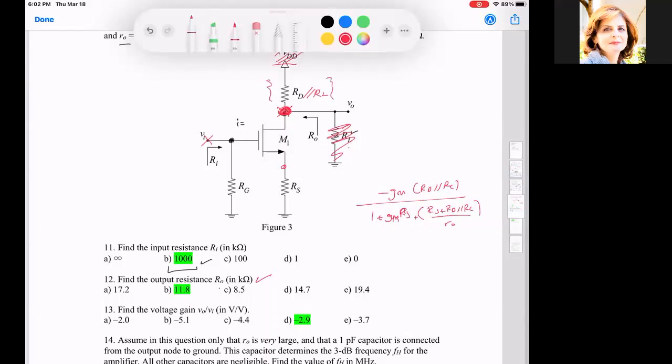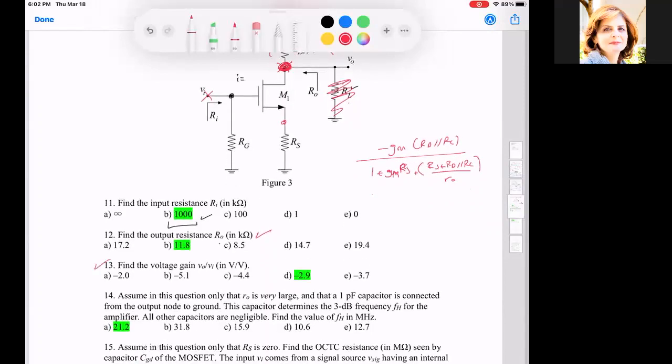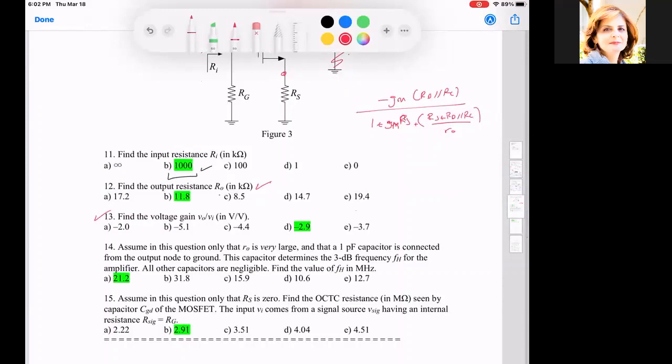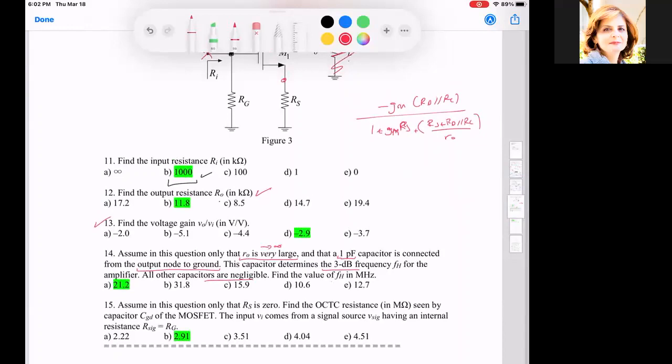Okay, so this one is simple for us. Now he's saying in this part I'm going to assume that RO is very large, so it becomes infinity, and that I have a capacitor connected from the output node to ground, and it determines the 3 dB frequency. All others are negligible. He's telling me to find FH in megahertz.